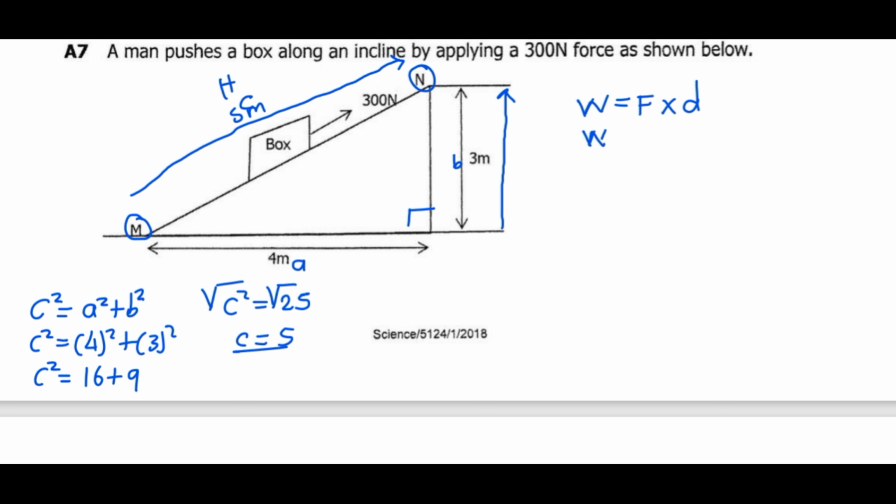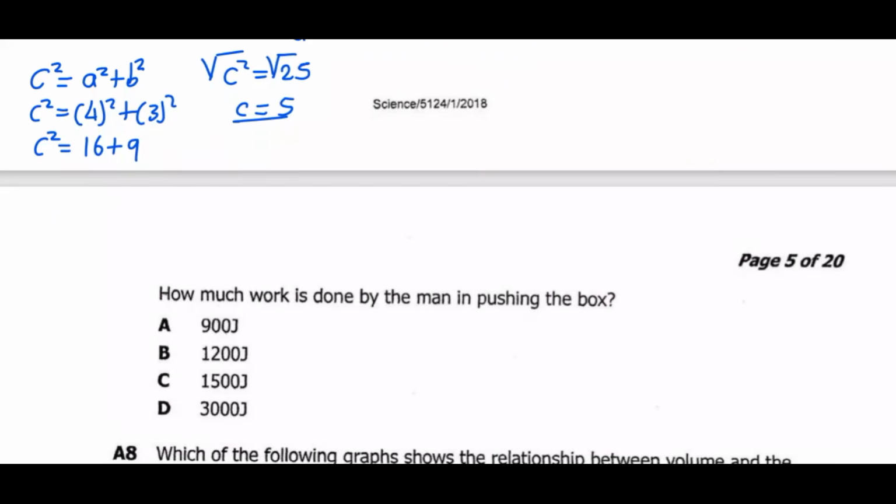So work done is equal to force times distance: 300 times 5. If we multiply 300 times 5, we get 1,500 joules. So this was the work that was done here. Let's look at the options. We have 1,500, so our answer is C.